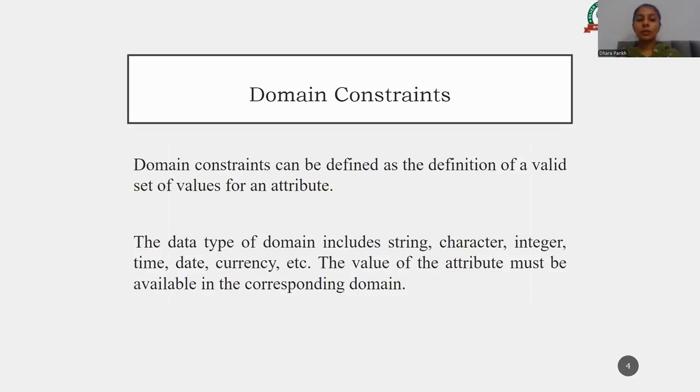The domain constraint can be defined as the definition of the valid set of values for an attribute. As the name suggests, the domain has a proper set of values for a particular attribute. The data types of a domain include string, character, integer, time, date, currency, etc. The value of the attribute must be available in the corresponding domain.